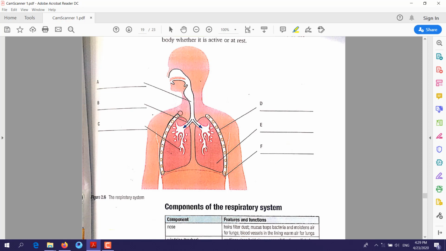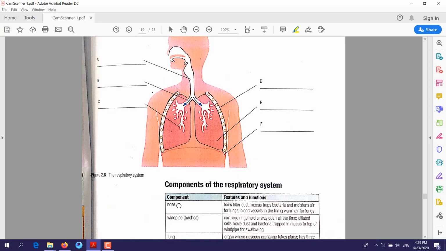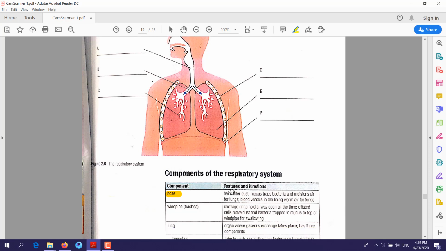Firstly, as we know, the process of gas exchange starts with your nose. When you breathe in, the air first goes through your nose. So the first component is the nose. Its features and functions: the features of the nose and also the function of it.